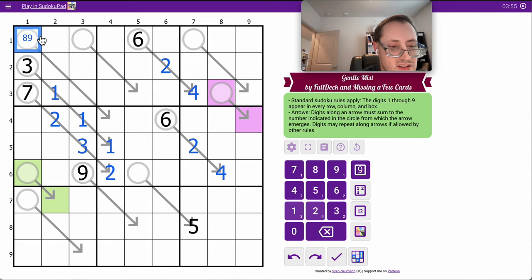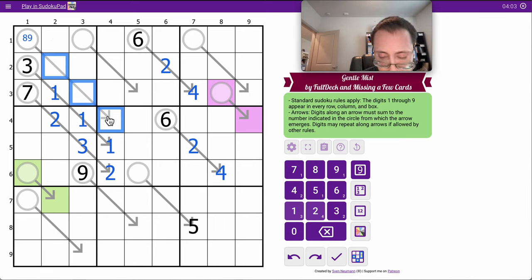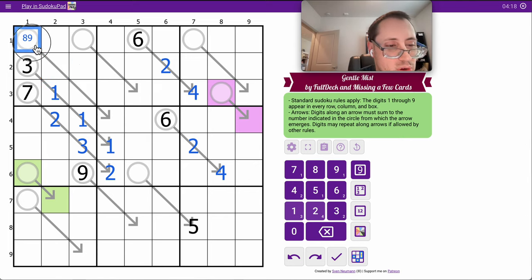Let's see. If this was 8, 6, 1, 1 doesn't work. A 1, 3, 4 could work. But this can't be 1 or 3, so it must be 4, which means this would have to be 1 or 3, and therefore doesn't work. So, if this is 8, there's a repeat.